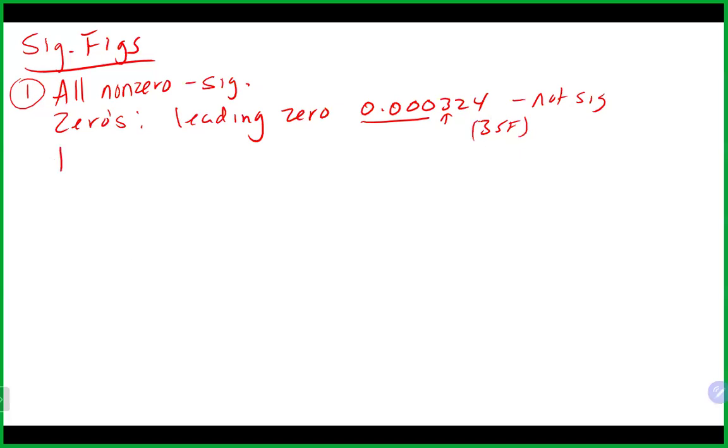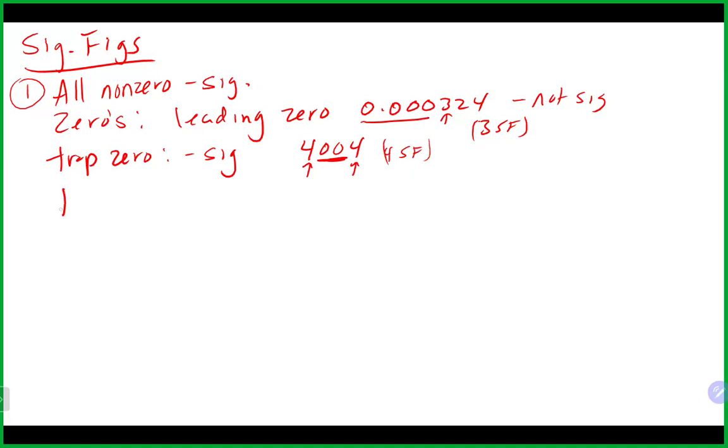We have some trapped zeros, or captive zeros. Those are significant. And those are any zeros that are between 2 non-zero numbers. So again, we start counting at the first 4 and at the second. This guy would have 4 significant figures.